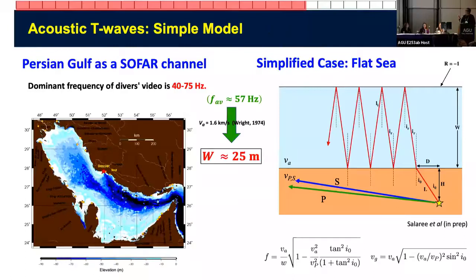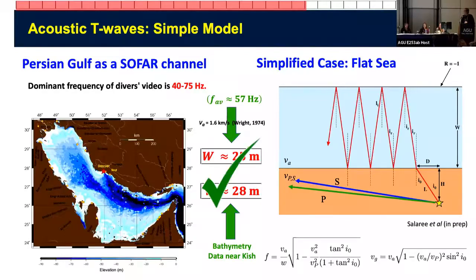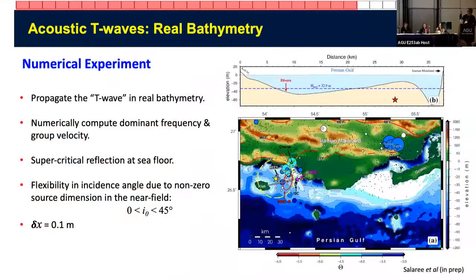And this gives me the average water depth of 25 meters, which is very close to what you get from bathymetry data. And remember, the Persian Gulf is pretty flat. Now, admittedly, in the presence of inclined or irregular bathymetry, this becomes much more complex, but you can always solve this numerically with minimal problem. Which is exactly what I'm doing here.